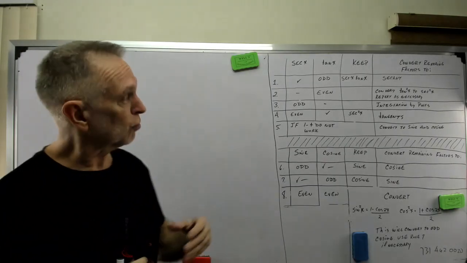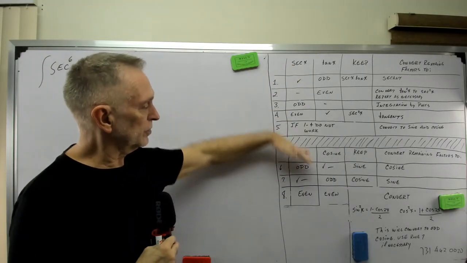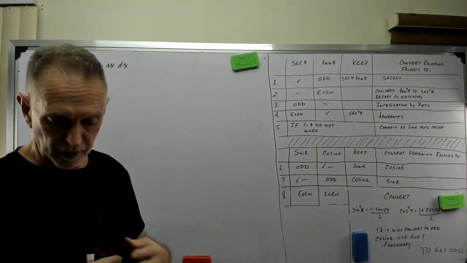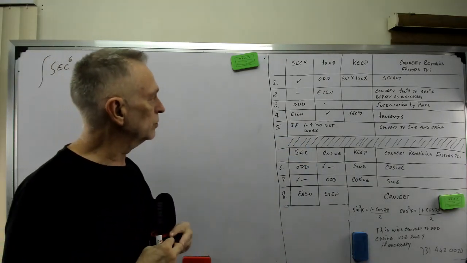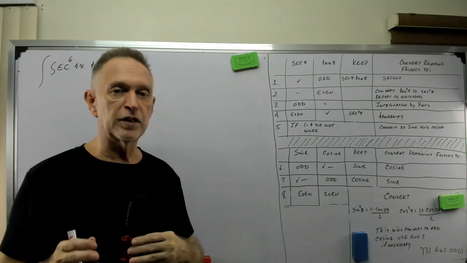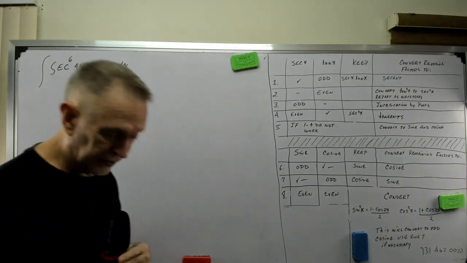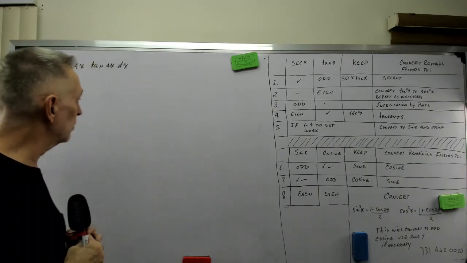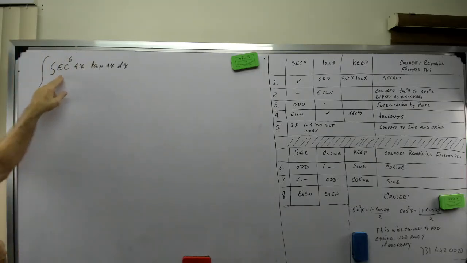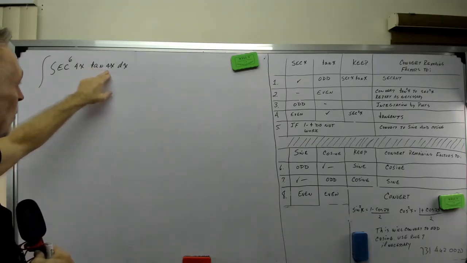I have the rules set up here on the other side of the board. Hopefully you can zoom in and see those. We've discussed these once before, so instead of rediscussing them, let's just dive into the problem. We have the integral of secant to the 6th power, 4x, times tangent 4x dx.